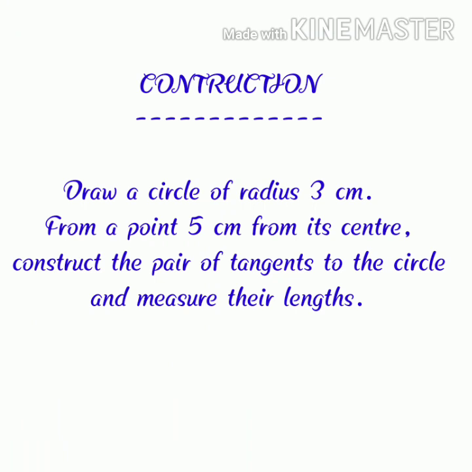Draw a circle of radius 3 centimeters from a point 5 centimeters away from its center. Construct the pair of tangents to the circle and measure their lengths. In the given sum, draw a circle of radius 3 centimeters. So now I am going to draw a circle of radius 3 centimeters.